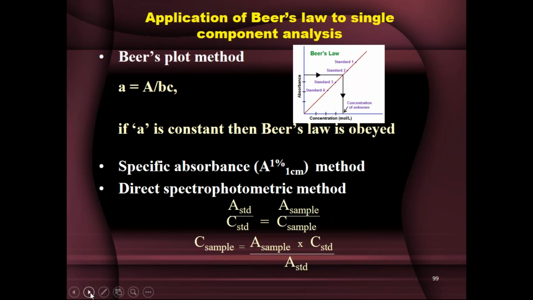So this was application of Beer's law to single component analysis. You have 3 different methods. Of course, the most accurate is Beer's plot method.